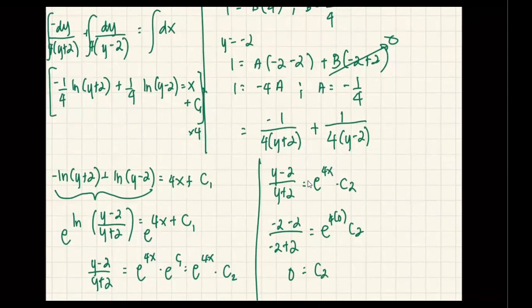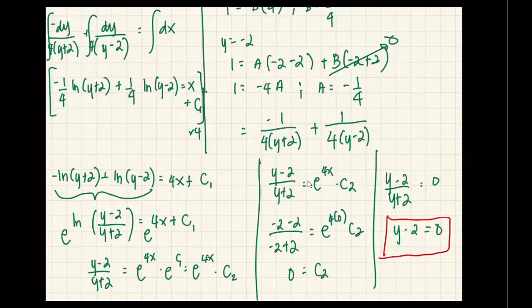So, yung final answer natin will be y minus 2 all over y plus 2. Then c2 natin is taken as 0. Okay, this will be 0. So, pinaka-final answer natin is y minus 2 is equal to 0. Ito yung hinahanap natin solution. y minus 2. Okay?